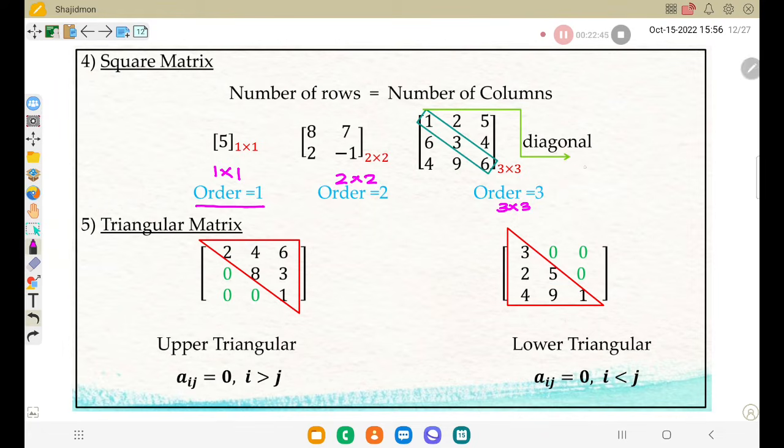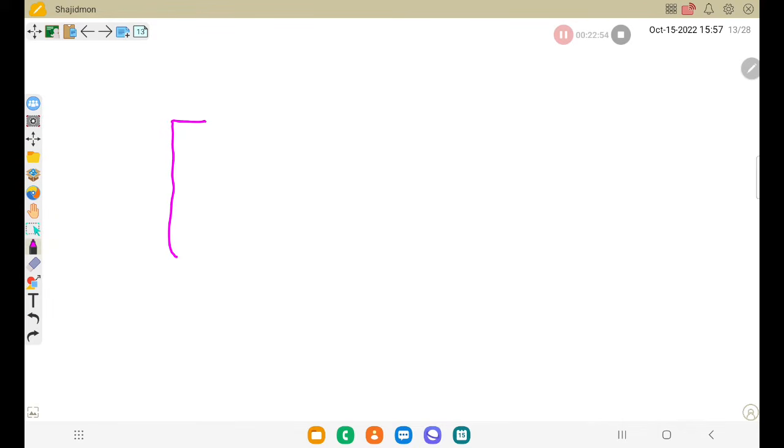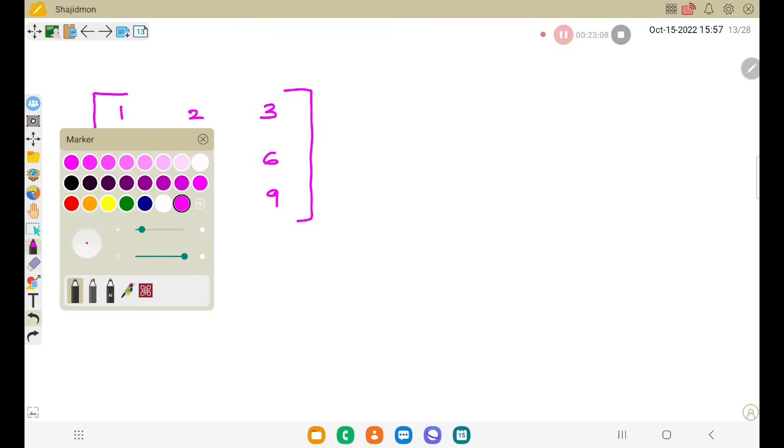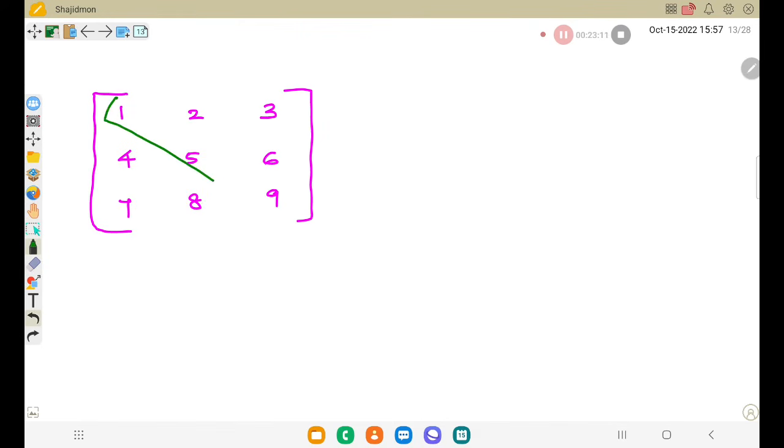Now, what is the meaning of the diagonal of a square matrix? See, diagonal means these numbers. These numbers we are calling the diagonal of a matrix. For example, see here, matrix 1, 2, 3, 4, 5, 6, 7, 8, 9. So it's a 3 by 3 matrix, correct? Now, as I told you, the diagonal of a matrix means this is the diagonal. This we are calling the diagonal, or we can say the main diagonal. There are two diagonals, so this is the diagonal or main diagonal.